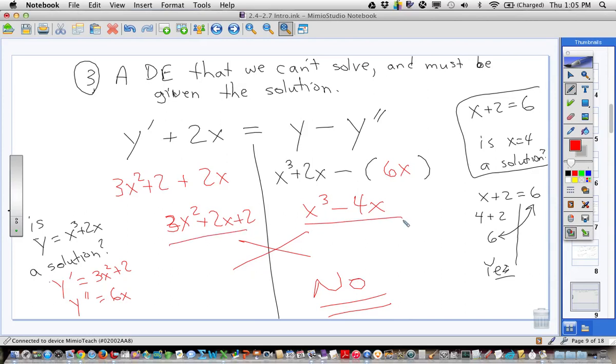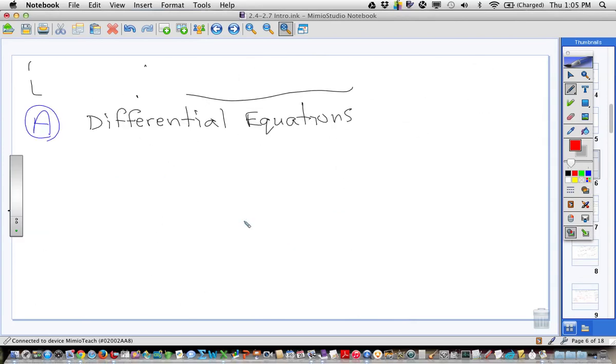They either look exactly alike, like on the 7th grade example. I wouldn't want you to stop with 4 plus 2 and 6. I'd want it to be, oh yeah, there's a 6 there, there's a 6 there. They're exactly alike, those two sides, so it's yes. All right? So that's verifying that something is a solution. All right, so that is differential equations.